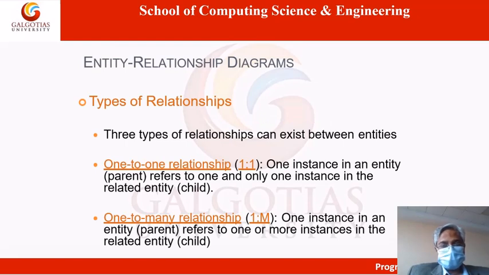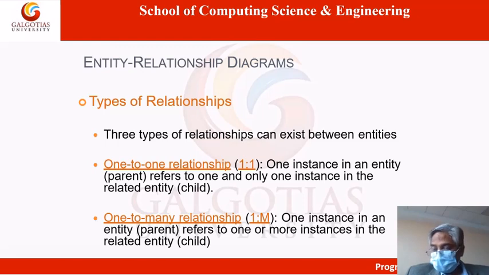So back again, we were discussing entity relationship diagram, and now we will discuss the types of relationship. There may be three types of relationship that can exist between entities. So first type is one-to-one relationship, and it is denoted as 1:1.